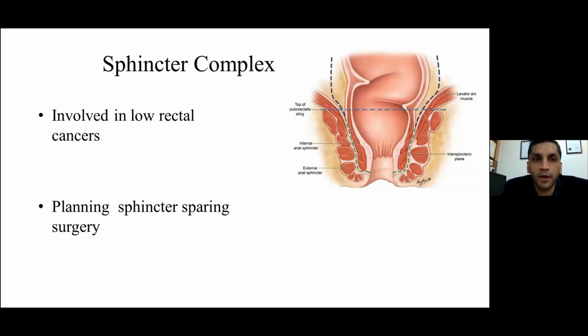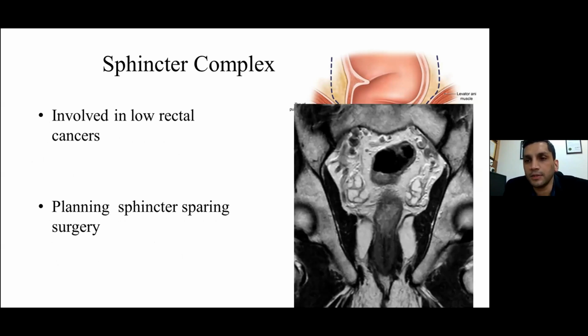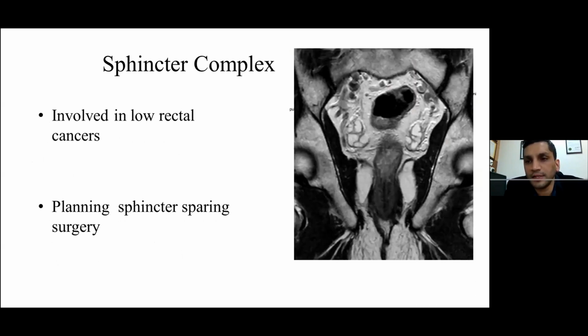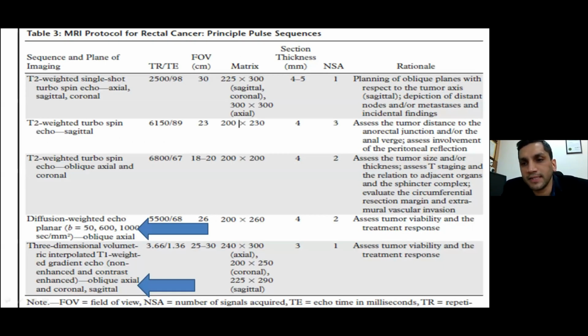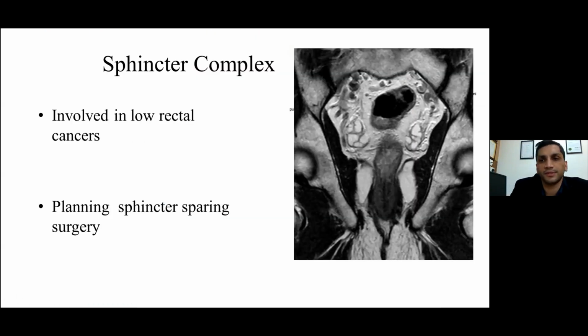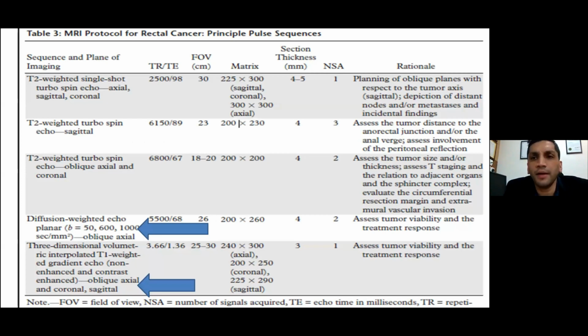Talking about the sphincter complex, we know that it is involved in low rectal cancers, and assessing its involvement is useful for planning sphincter sparing surgery. So this is one such patient that you would see how the coronal images help in assessing the sphincter complex on such images. In terms of the MRI protocol, how we do about it.